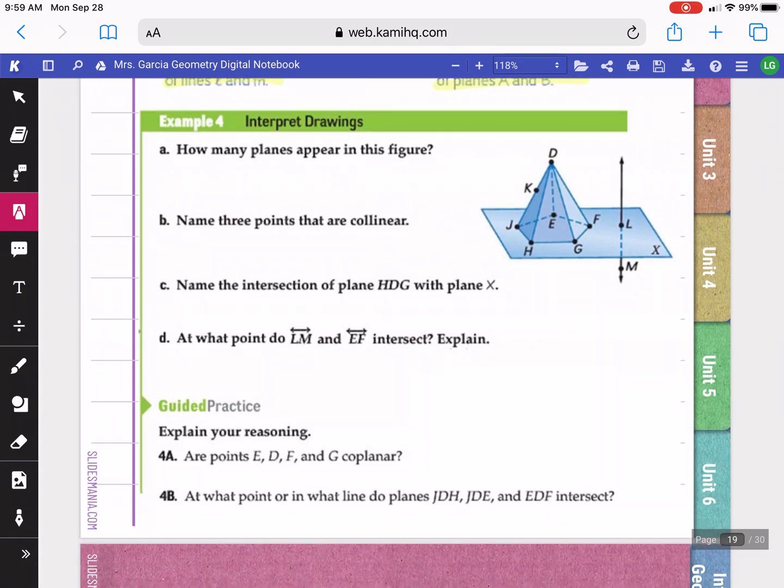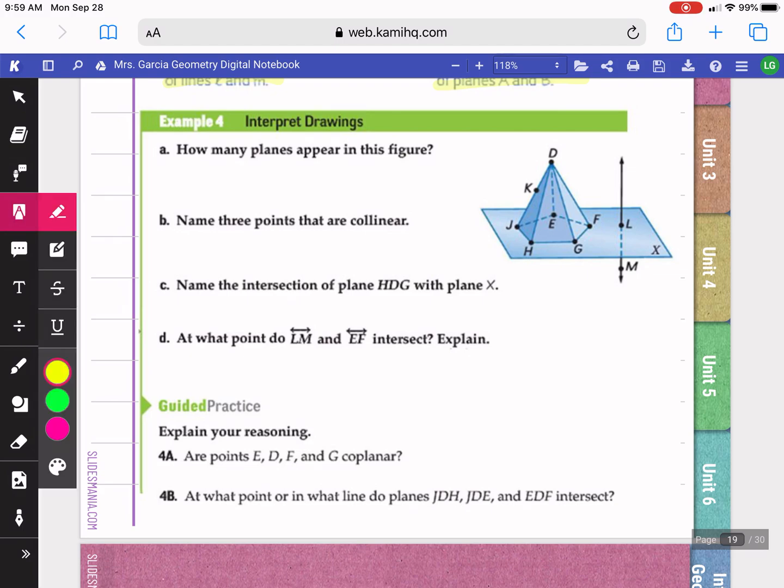In example 4, we're going to be interpreting the drawing. So A says how many planes are in the figure. So planes, you would count all the flat surfaces. Now, I do want to mention this little pentagon on the bottom is not its own plane. So basically, plane X contains this little pentagon down here. So you wouldn't count those as 2 separate planes. They're part of the same plane. So I would count that as 1.